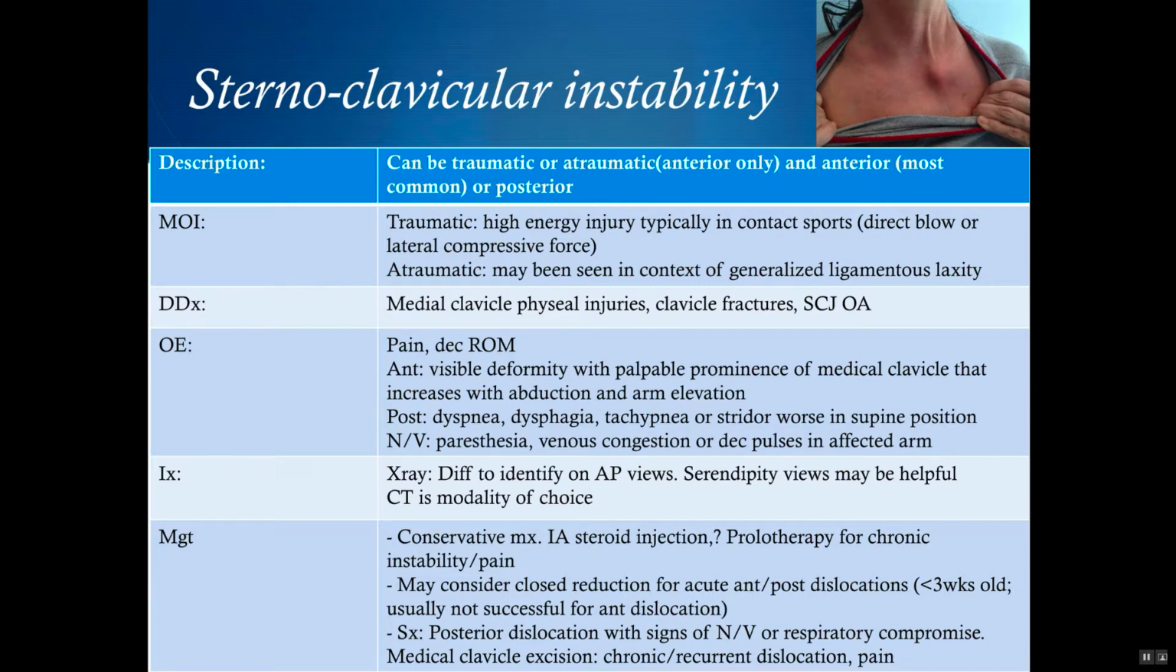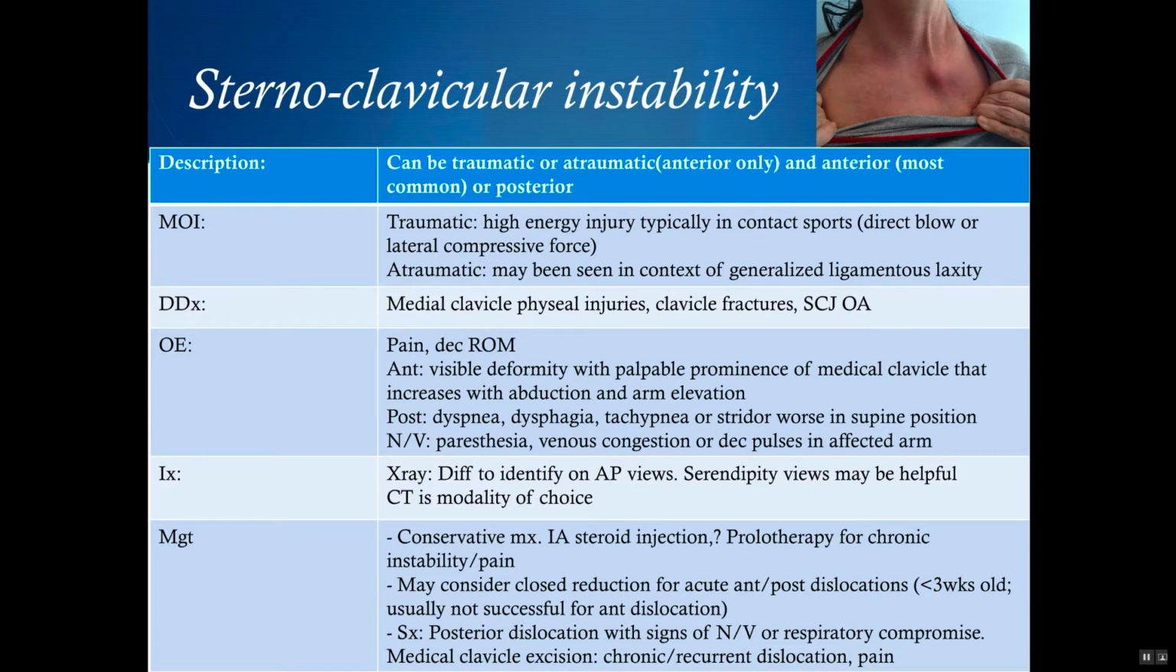The X-ray can be a difficult way to view some of these injuries, unless you have serendipity views, which can be a bit more helpful. But ultimately, the CT scan is your best modality to image these injuries. Conservative management is indicated in most anterior dislocations and subluxations. You may want to consider figure-8 splinting. You may consider steroid injections for persistent pain. You may consider prolotherapy for chronic instability.